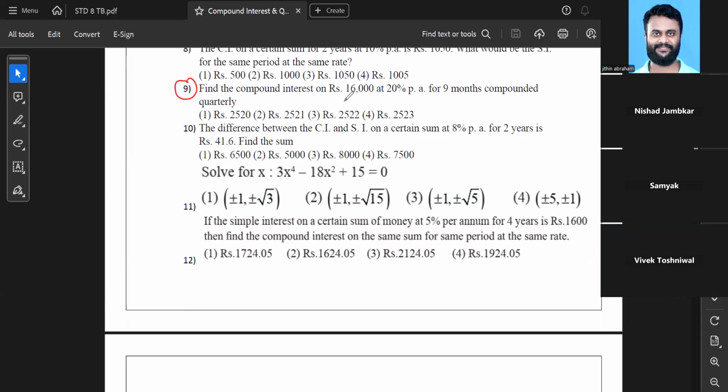So find the compound interest on 16,000 rupees at 20% per annum for 9 months compounded quarterly. Now, what does quarterly mean? 3 months. Yes, very good, very good.